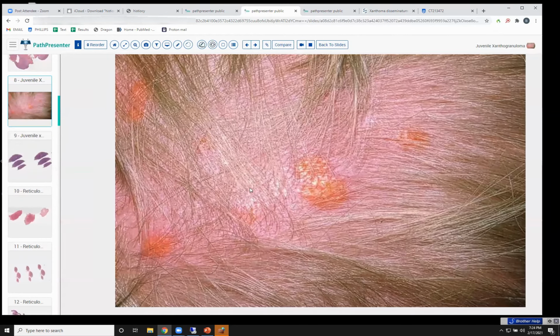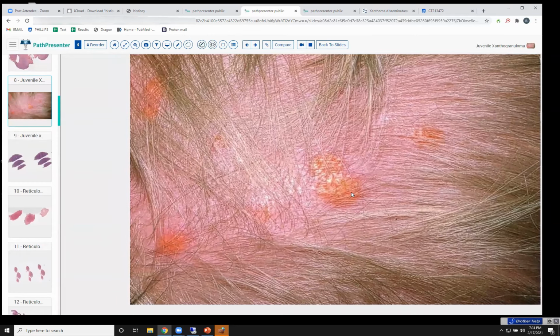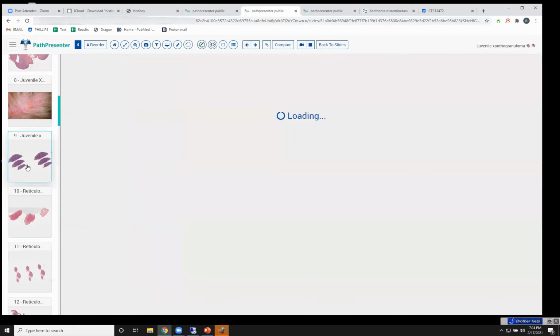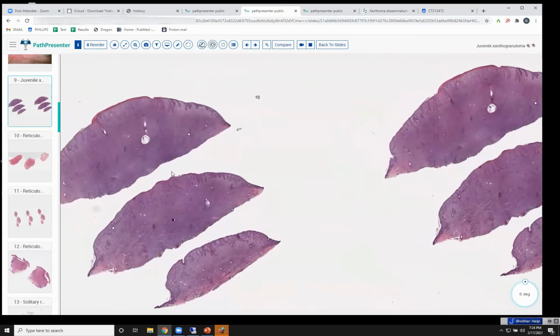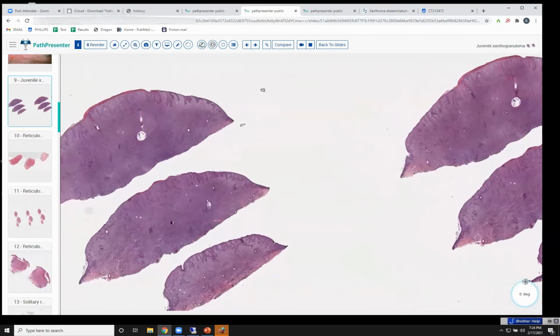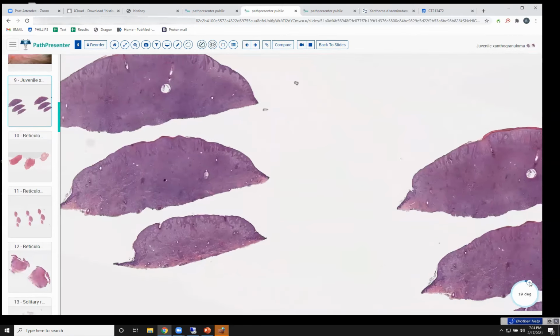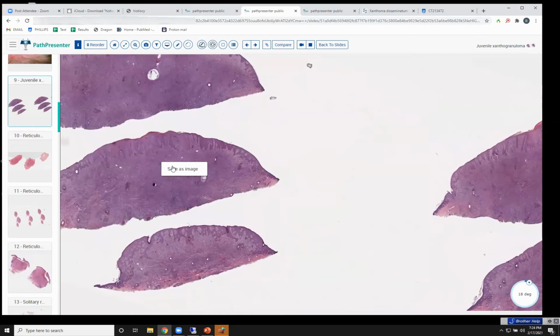Here's another picture of a classic, this yellow erythematous, yellowish papule in a child. And here's another nice picture of one. Again, a shave biopsy, a little bit of epidermal hyperplasia.